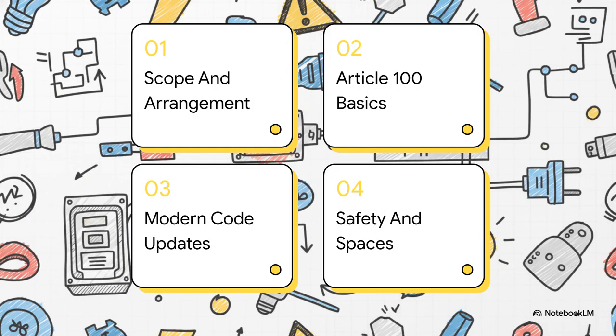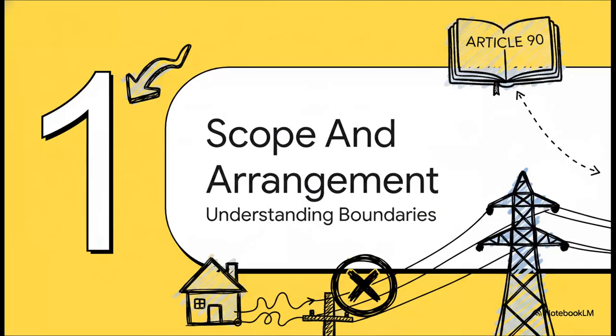Think of this as your syllabus for today's study session. We'll start with scope and arrangement, move on to mastering Article 100 basics, look at some modern code updates, and finish up with safety and spaces. Basically, we're moving logically from the rulebook's outer boundaries into a rapid-fire drill of definitions and wrapping it all up with real-world execution. So before you go off trying to memorize every single rule, you really need to understand exactly what the NEC covers and, honestly, just as importantly for your exam, what it does not cover.